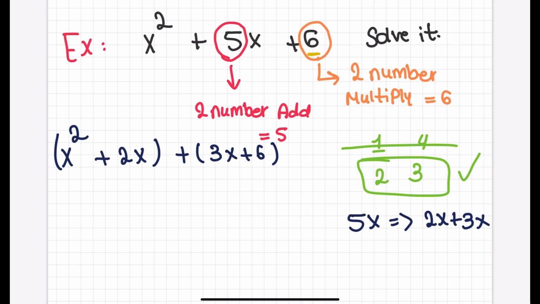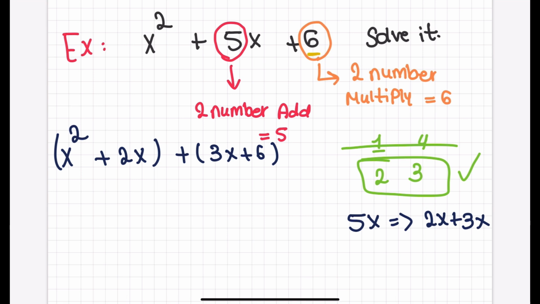Something that I need to keep in mind is that here I could have put x squared plus 3x, and here I could have put 2x plus 6. But why didn't I do that? Because I'm thinking ahead, and I'm trying to group the terms that I can factor from. Between x squared plus 2x, I can factor x out, and in 3x plus 6, I can factor 3 out. This is what you need to keep in mind when grouping, and you're going to be more comfortable as you do more practice.